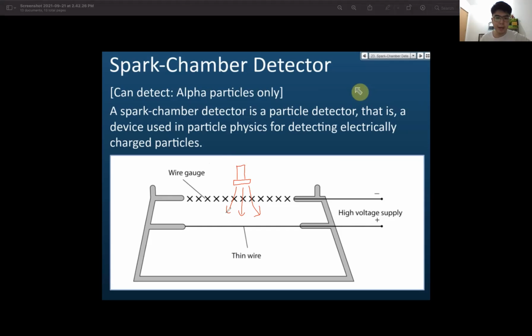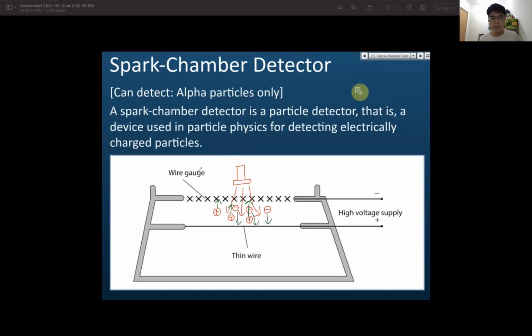You give out alpha particle. What happened to the alpha particle? It will ionize the air. Okay, ionize the air, so you have positive charge, and then you have negative charge. And this positive and negative charge, they will move to the terminal. So positive will move to the negative, here, it will go to the wire gauge, and then the negative charge will go to the thin wire, to the positive.